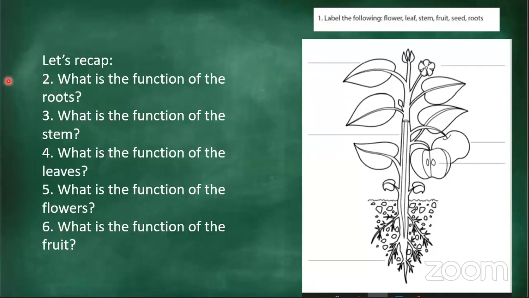Let's look at this one quickly. You guys, we did this exercise before, so I'm not going to let you do it right now. But here you will see the structure of a plant again. And what I want you to know is the function of the roots, the function of the stem, the function of the leaves, and then the function of the fruit and the flower.